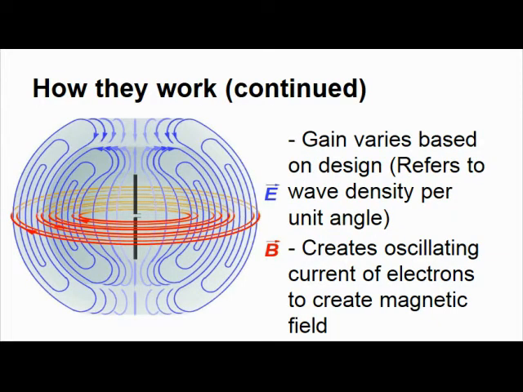So I'm going to talk a little bit more about the magnetics behind them. The gain varies based on the design. This usually refers to the wave density per unit angle. It creates an oscillating current of electrons to create the magnetic field. So basically, you're going to have electrons moving and fluctuating, and this movement of electrons is actually what's going to create an electric field, which allows the antenna to do the work.